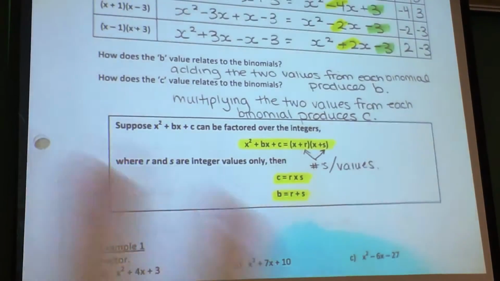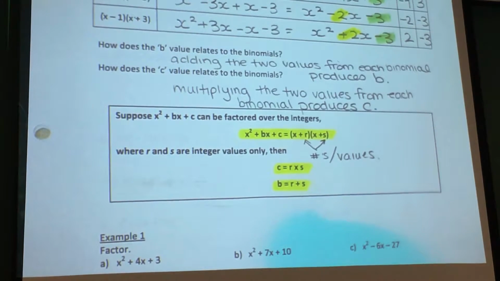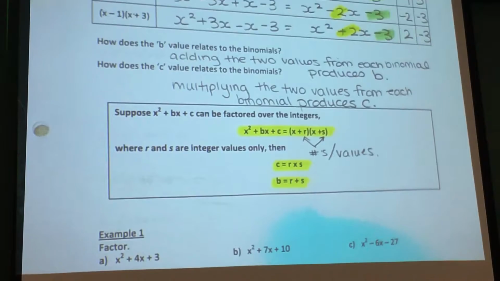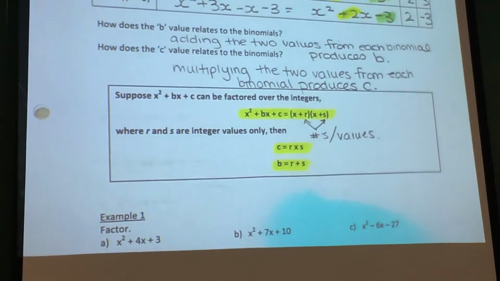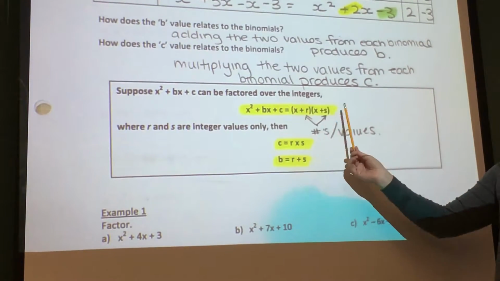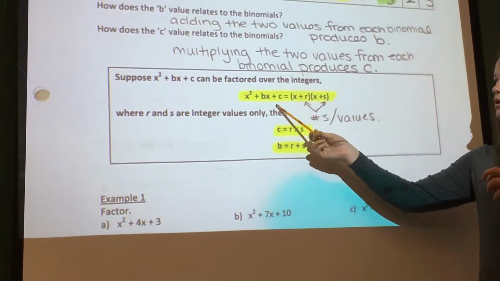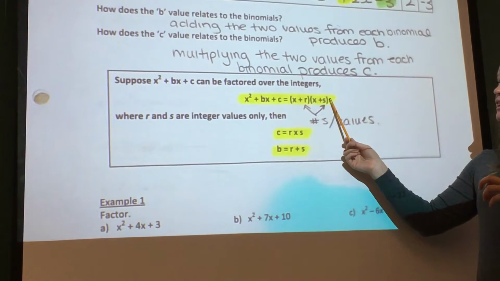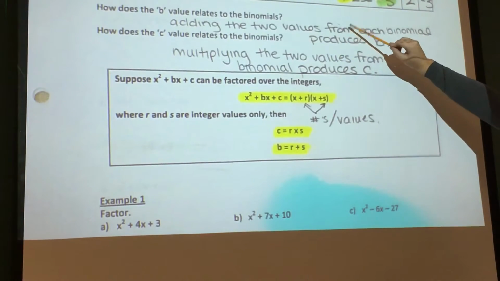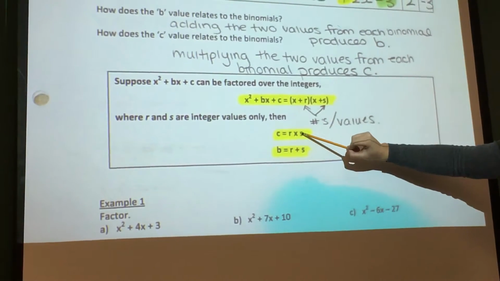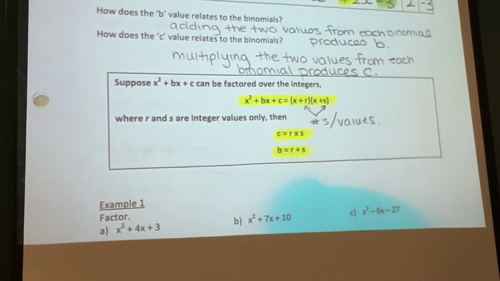Right, so that's all it's saying. It's just putting it into formula state instead of just using words. So in this case, you have two binomials multiplying each other, which gives you a trinomial, okay? And when we have something like this, R plus S is going to give us our B value, and R times S is going to give us our C value, which is what we said here. Questions about that?